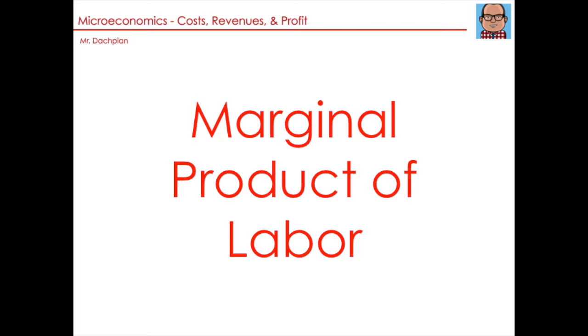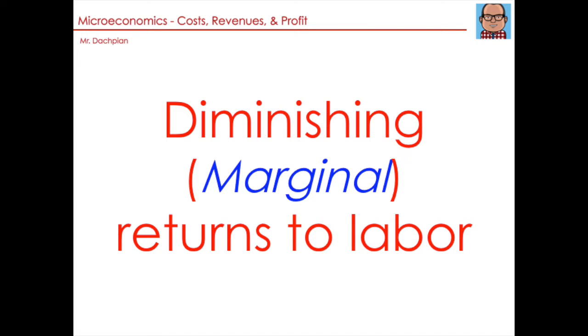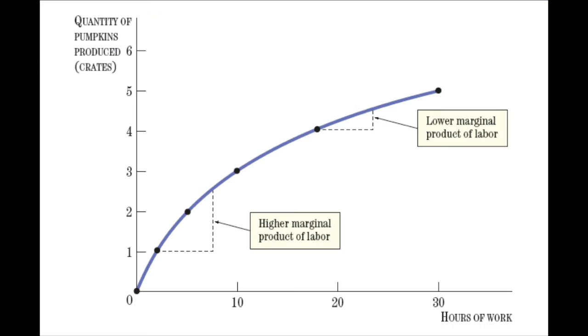Marginal product of labor is the change in the production due to a 1 unit increase in labor input, holding the capital input constant. Diminishing marginal returns to labor is a situation in which the increase in output due to a 1 unit increase in labor declines with increasing labor input, again holding the capital input constant.